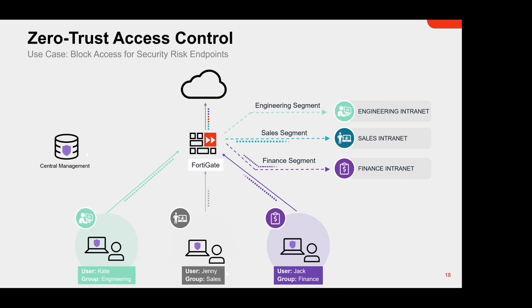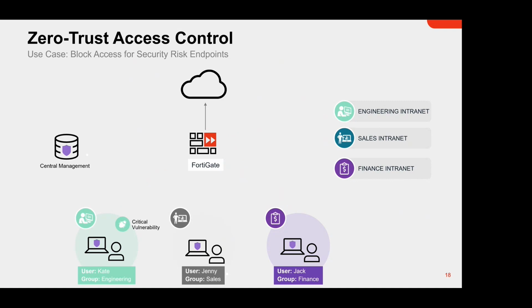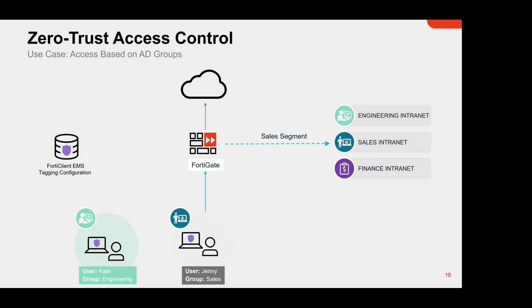When you see here the user check, within the group finance, he needs access to the finance intranet. Yeah, everything is cool. And you see now Kate is in the group engineering, but she has a critical vulnerability on this machine. FortiClient gives this information back to the central management. The central management sends this information to the FortiGate, and the FortiGate knows now Kate's machine has a critical vulnerability. She's not allowed to access the internet, which means she has to fix this issue first. You could do that maybe through EMS. As you mentioned before, you send through the automation an email to the support, open a ticket, and the support can maybe try to fix that issue, send the patch or update the software or whatever. And after that, she can access again. But also cool, you could use all this stuff based on AD groups.